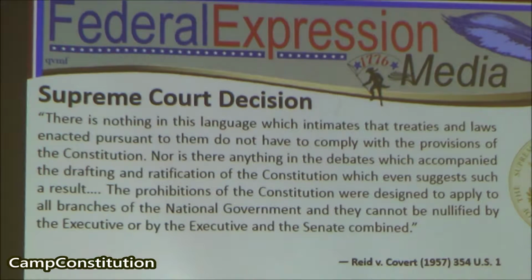After quoting the Supremacy Clause in Article 6, here's what the court said. "There is nothing in this language which intimates that treaties and laws enacted pursuant to them do not have to comply with the provisions of the Constitution. Nor is there anything in the debates which accompanied the drafting and ratification of the Constitution which even suggests such a result. The prohibitions of the Constitution were designed to apply to all branches of the national government, and they cannot be nullified by the executive or by the executive and the Senate combined." Okay?